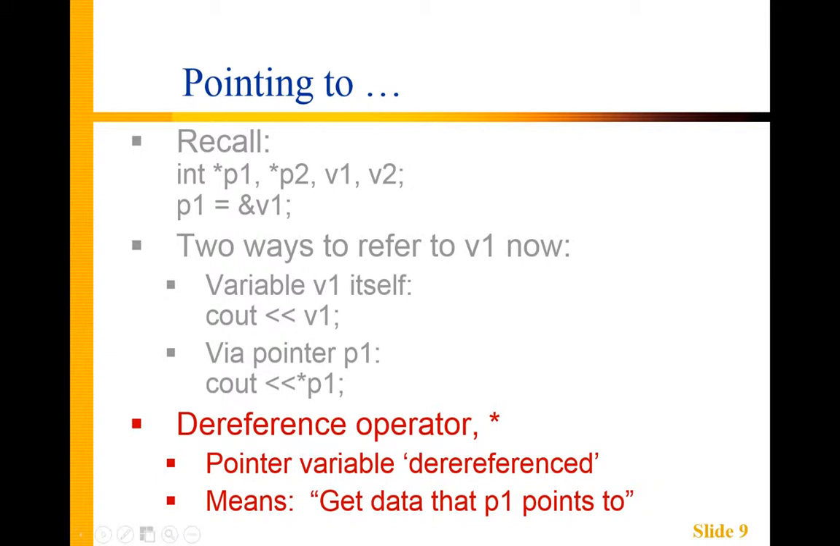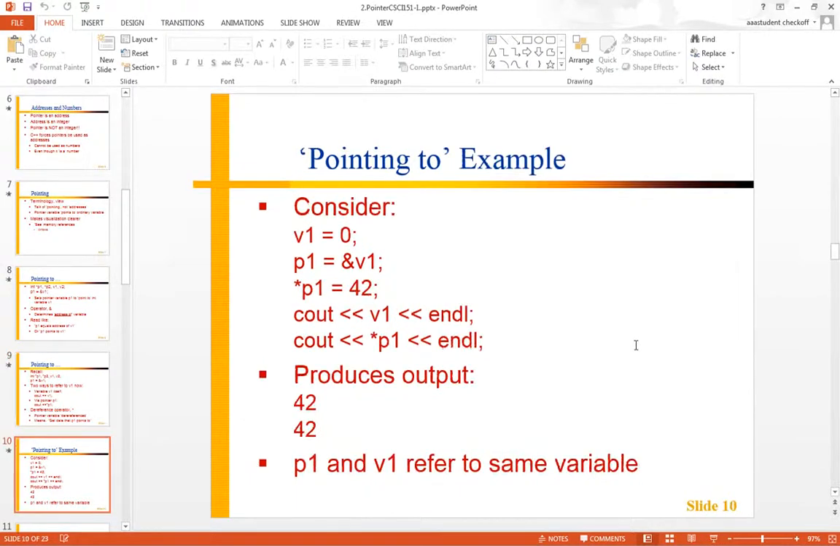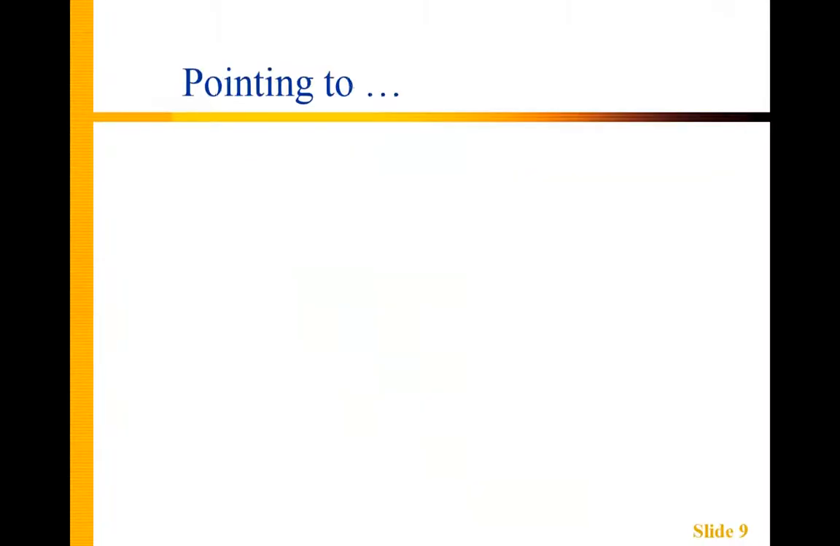So why don't you try that? We'll assign a value into V1, then try doing cout V1 and cout asterisk P1. So I'll continue on that.